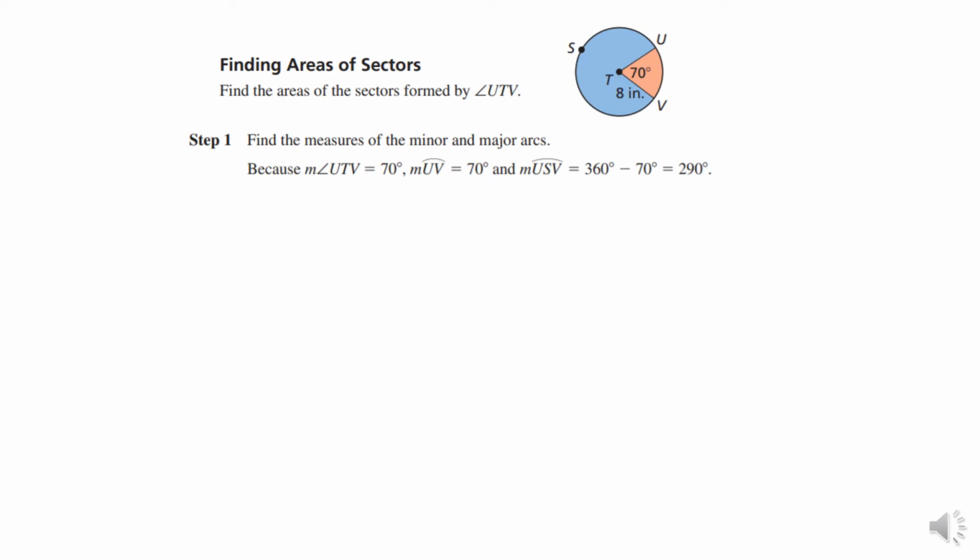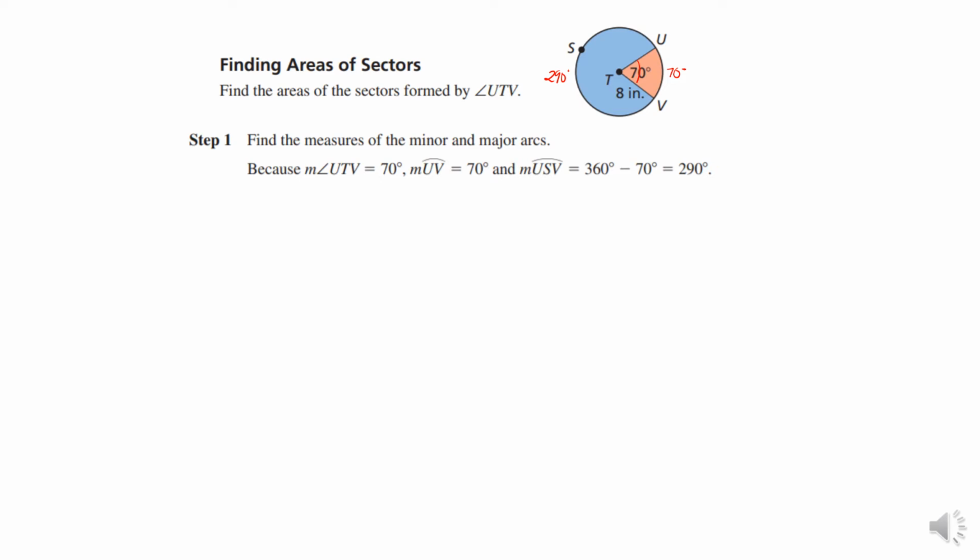Okay, so in this next problem, we're going to be finding the area of the sector. Now notice they want you to find the area of both sectors. They gave us some information here at the beginning. We already calculated that this was 70 degrees because we know that this is the central arc. And so this would be 360 minus 70, which is 290. So that'll come in handy as we're working these problems out.